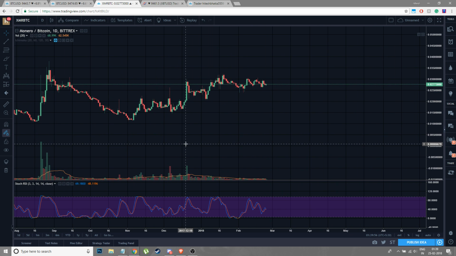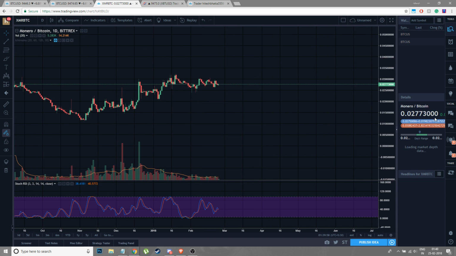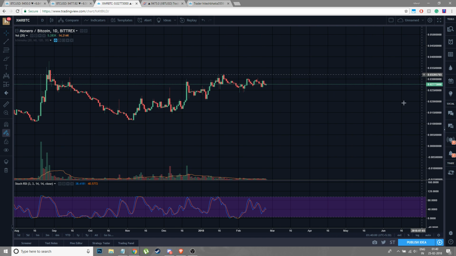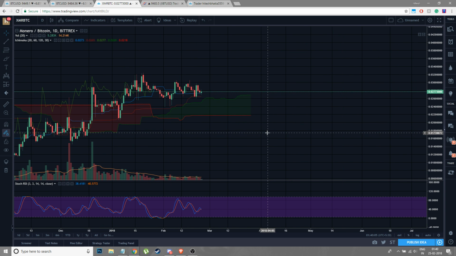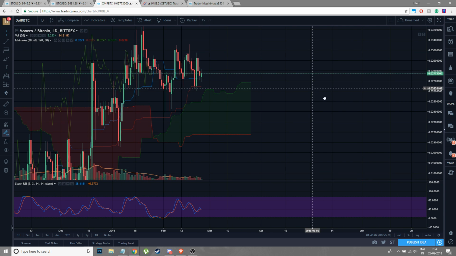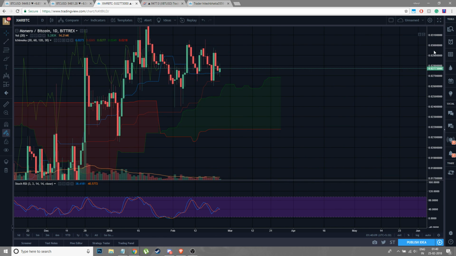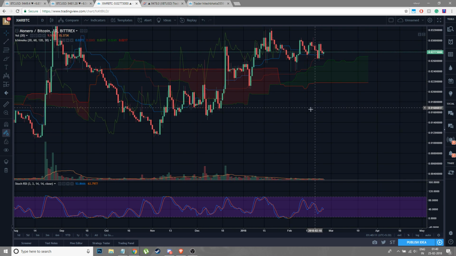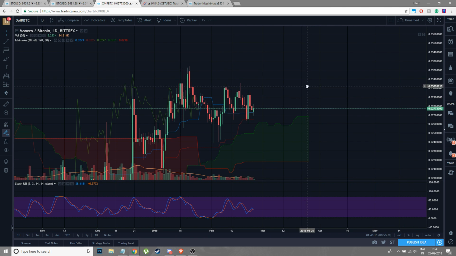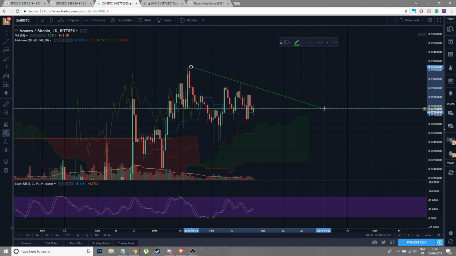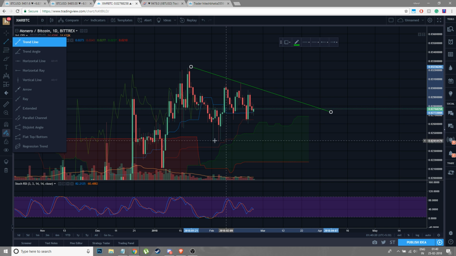Let's see. So there's some accumulation here, definitely. On the cloud, there's actually going to be a bearish TK cross zone. So yeah, that seconds my move. I think, in my opinion, this should break downwards for now until the hard fork. So this could be a buying opportunity soon enough. Let's see.